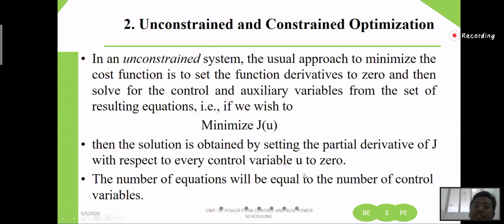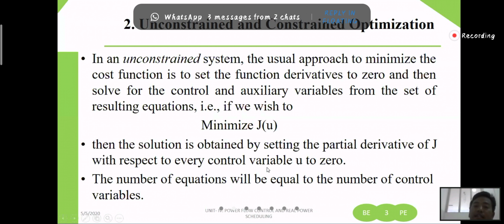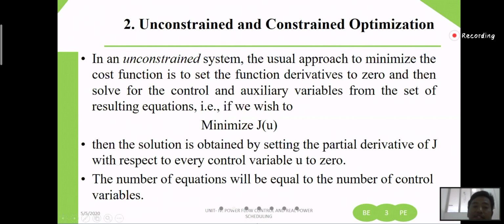Before we do this with the example, we first have to know constrained and unconstrained optimization. What is meant by constrained and unconstrained optimization? First let's see the unconstrained system. Its approach is to minimize the cost function. Our aim when we do optimization is, as far as possible, to make the energy cheap.